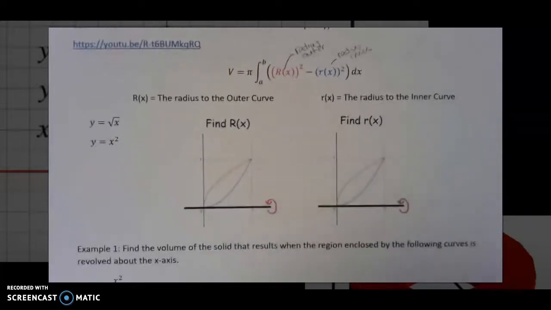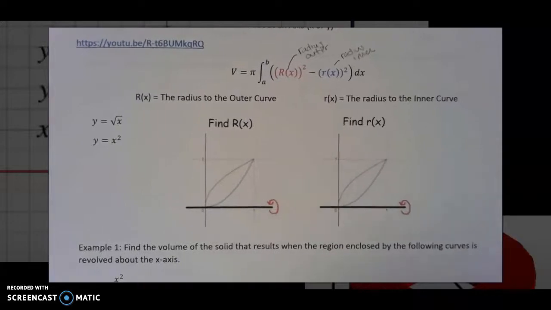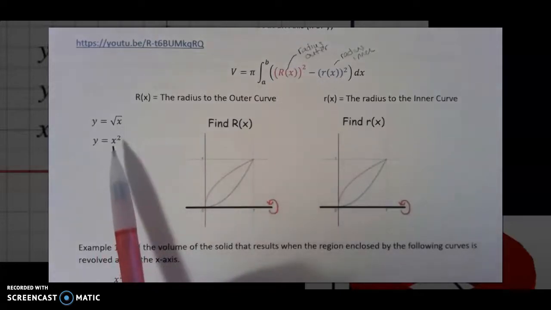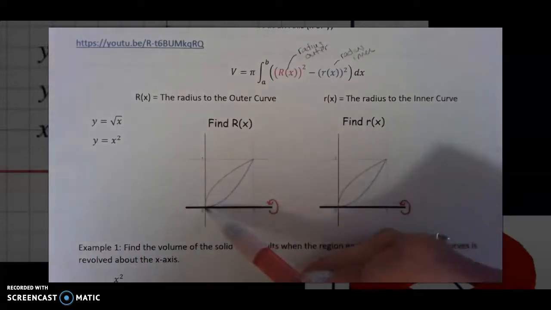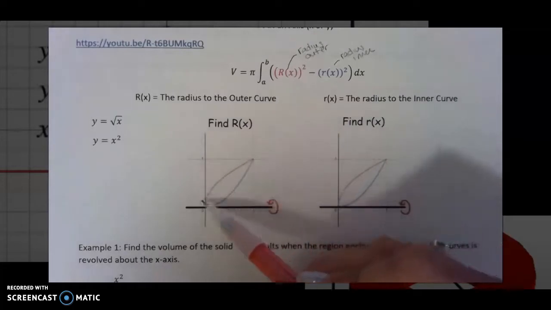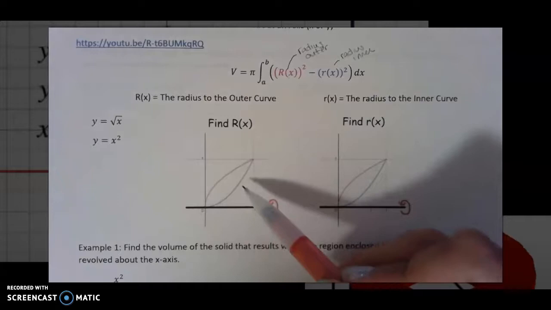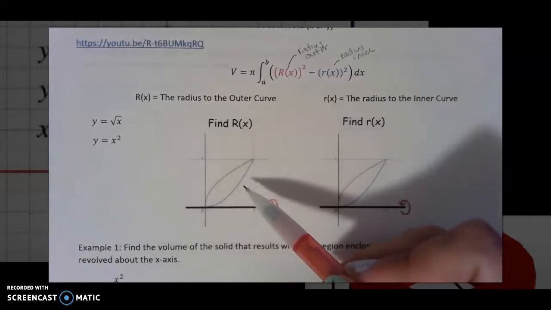Okay, so just to look at this picture here for us, we have two functions. We have square root of x and we have x squared. So this one right here is the square root of x. This one right here is x squared. Hopefully you guys could recognize that, just to make sure you know.